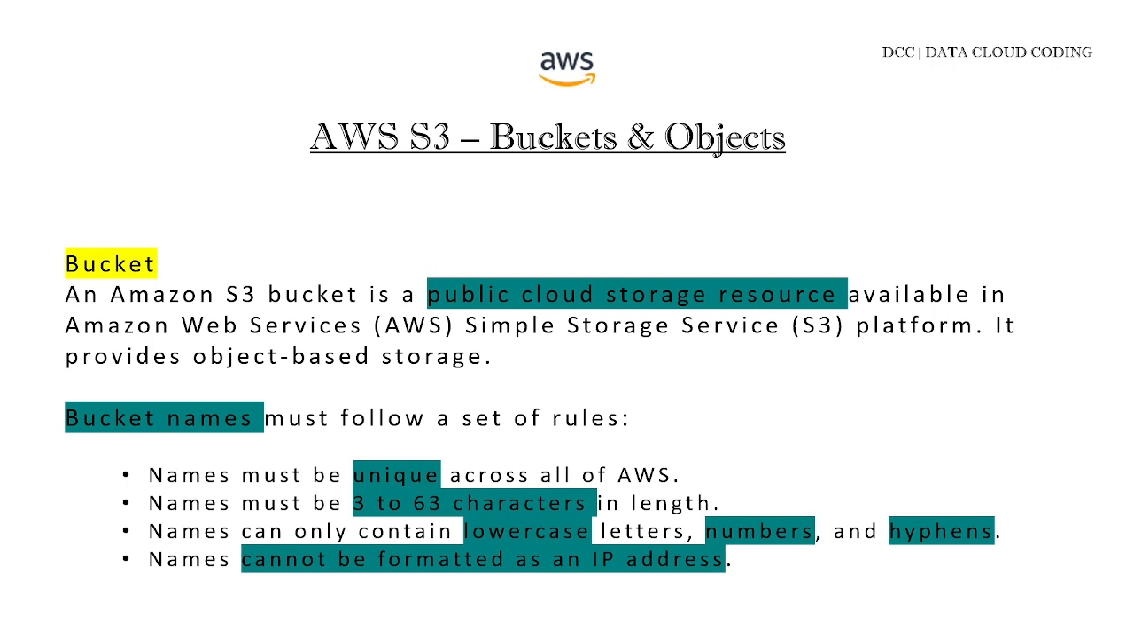Okay, so talking about bucket naming convention, they must follow a set of rules. Names must be unique across all of AWS, so you cannot have two buckets of a similar name. The length of any bucket name should be between 3 to 63 characters. The bucket name only contains lowercase letters, numbers, and hyphens. So anything apart from this is not accepted in the bucket naming, and the bucket names cannot be formatted as an IP address.